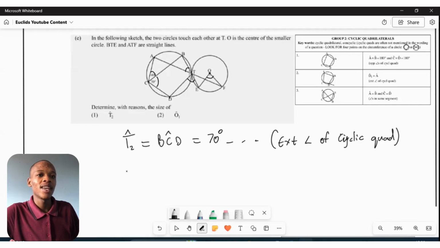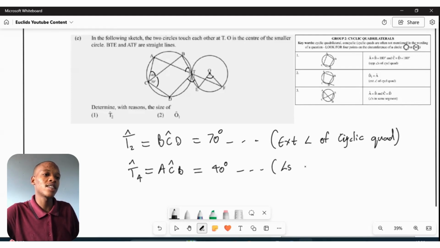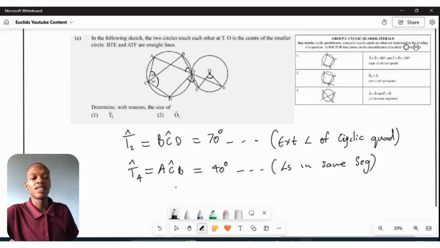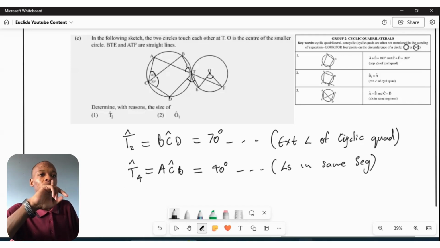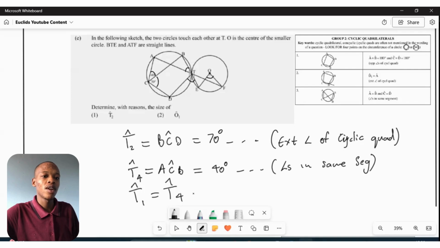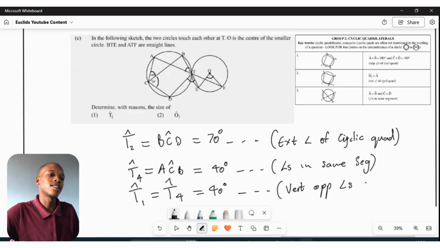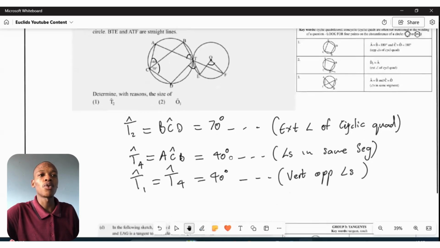Let's go for that. Angle T4 is equal to angle ACB, and they are equal to 40. How come? It's because of angles in the same segment. So now we have a 40 here. 40 is equal to T1. So T1 is equal to T4, and they are equal to 40. What's the reasoning behind that? Vertically opposite angles.